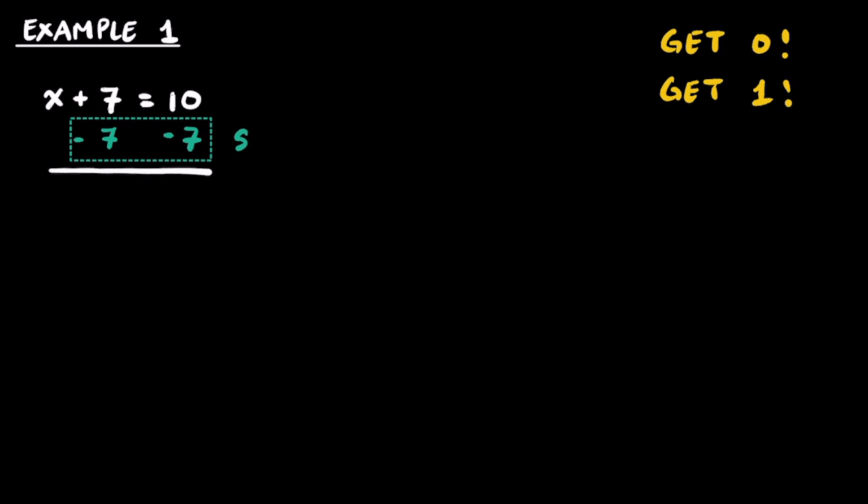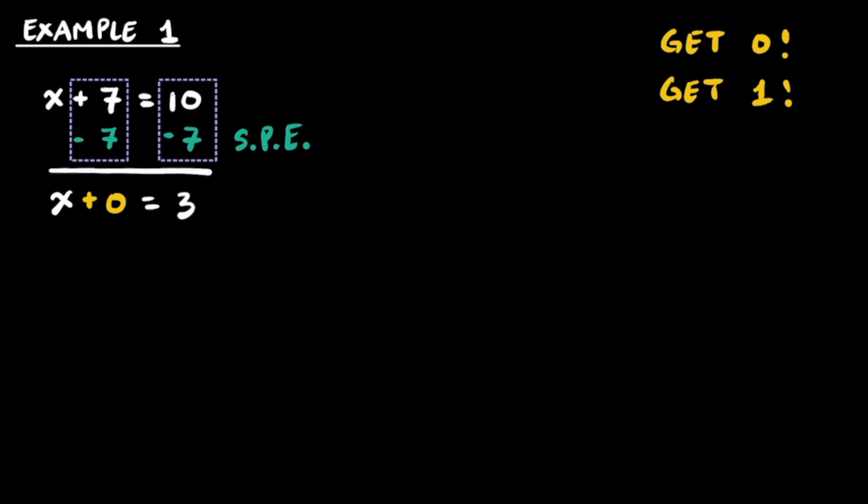By subtracting 7 from both sides of the equation, we're using the subtraction property of equality. It's important to know that we subtracted 7 from both sides of the equation so we could get 0 on the left side for our constant. On the right side of the equation, when we subtract 7 from 10, we get 3. At this point, we've reached our first goal, as we were able to get 0. Remember, the identity property of addition states that we don't need to write plus 0 because adding 0 gets the same value, so we can just write x is equal to 3.